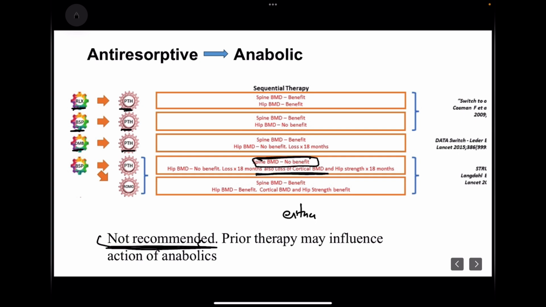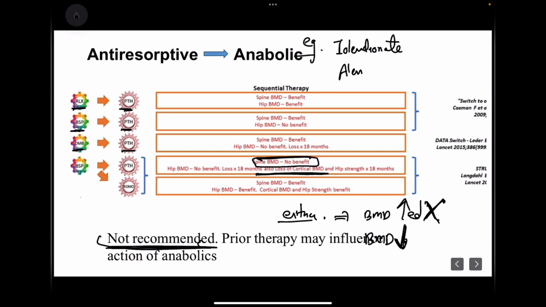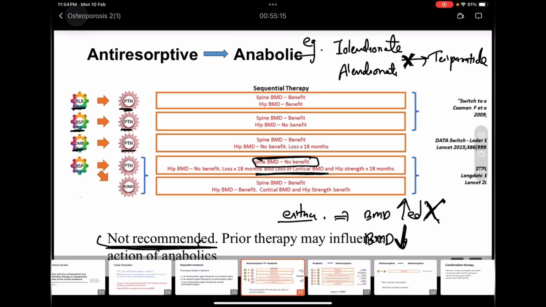Either BMD will not increase or sometimes BMD may even reduce. So, after giving any anti-resorptive agent, we should always avoid giving anabolic agents. For example, if a patient has received zoledronate in the past or alendronate, can we give teriparatide now? This study says no, this should not be given. Now coming to the next slide.